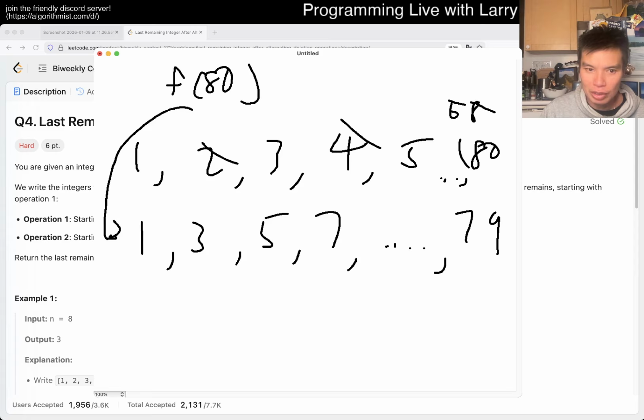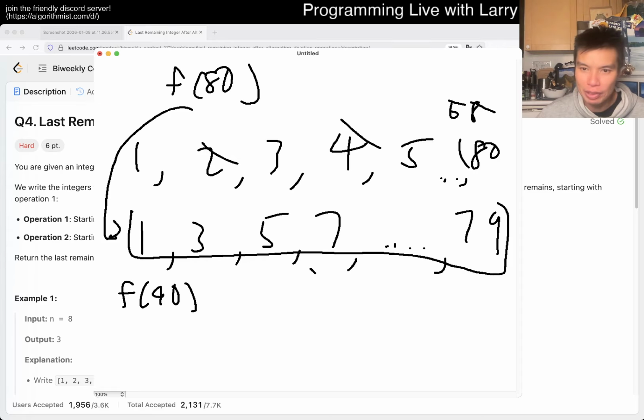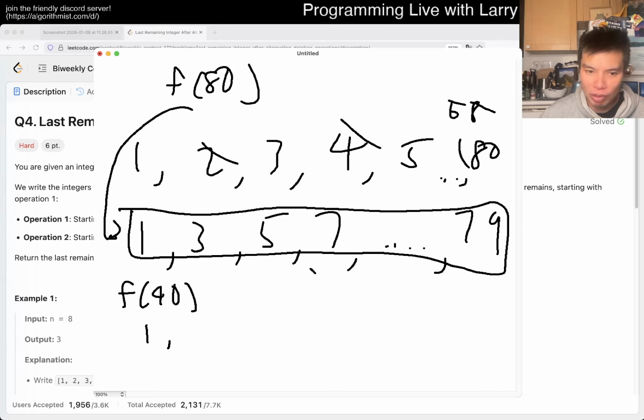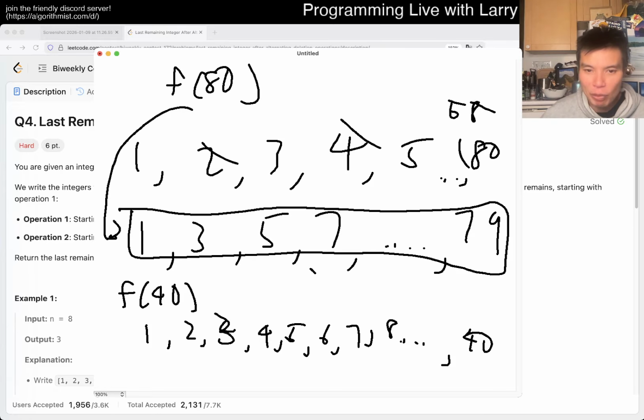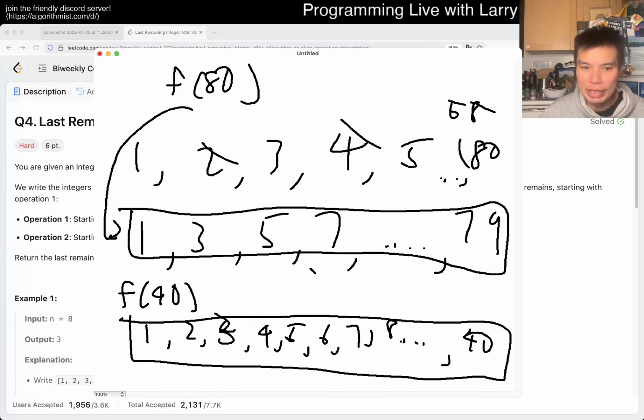to f of 40, right? But what does that mean, right? That means that the number that we get from f of 40, we basically remap all these numbers from 1 to 40, right? And that's it. And then whatever number that we get from here, we just remap it to these numbers, right? Or maybe here to here, really, right?